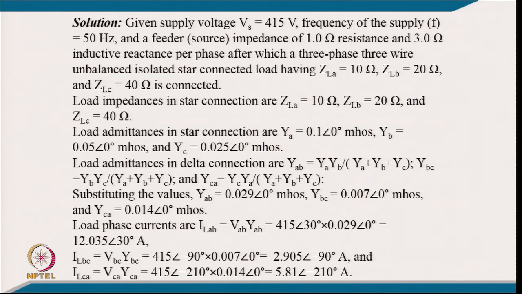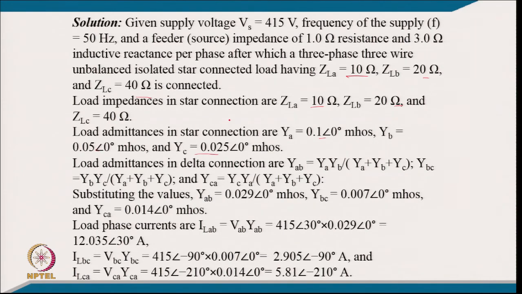So, coming to the solution part, the numerical part of this. Given a supply voltage of 415 volt, frequency of 50 hertz and feeder impedance of 1 ohm resistance and 3 ohm inductive reactance per phase, after which a 3 phase 3 wire unbalanced isolated star connected load with ZA 10 ohm, ZB 20 ohm and ZC 40 ohm is connected. The load impedance in star connection is there, and we can calculate 1 upon ZLA.